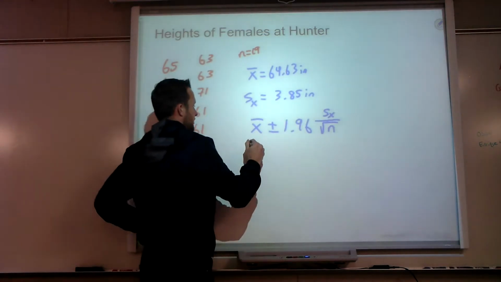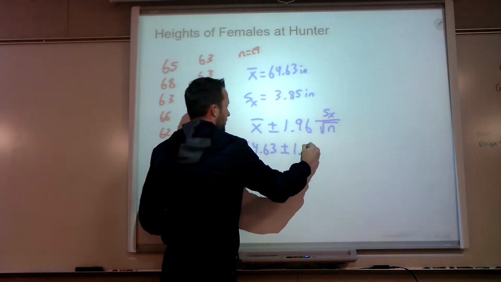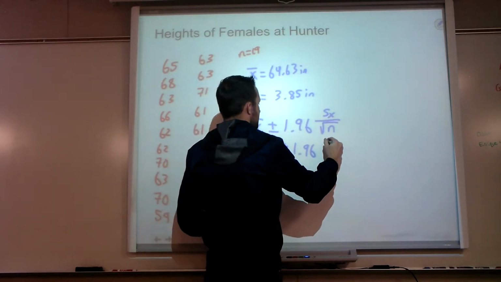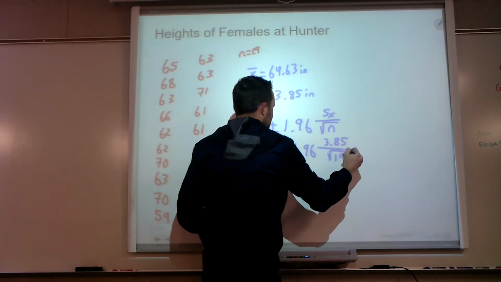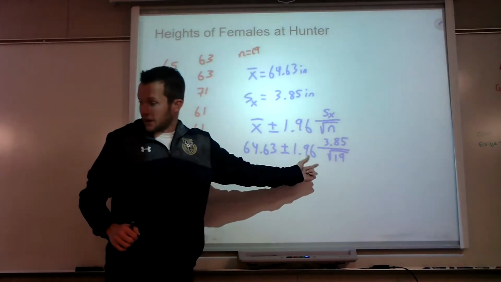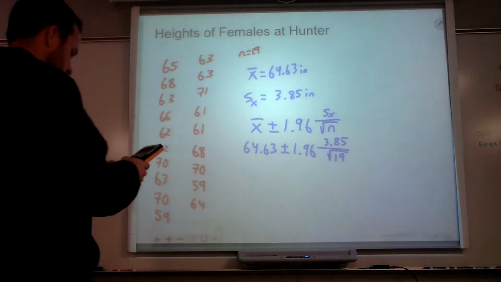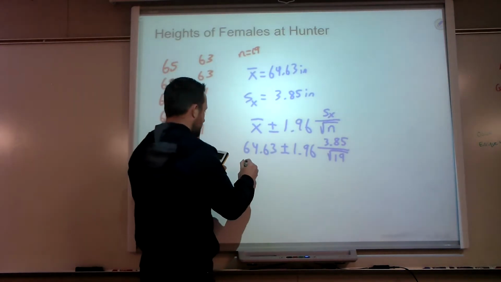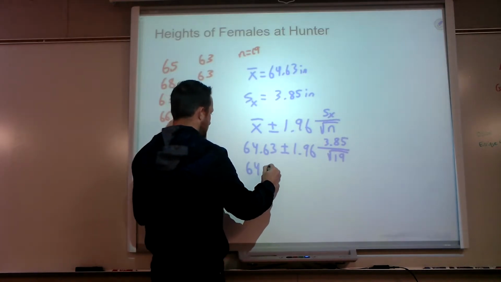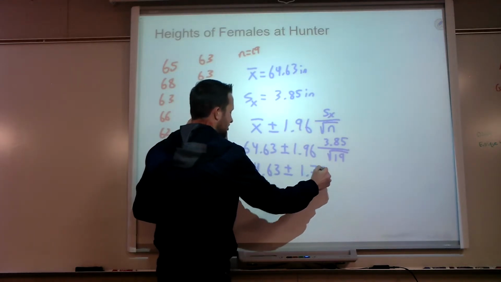Let's just plug this all in. So I've got 64.63 plus or minus 1.96 times standard deviation 3.85 divided by the square root of 19. I'm just going to go get my calculator and plug that in. When I do, I get 1.73. So 64.63 plus or minus a margin of error of 1.73 inches.